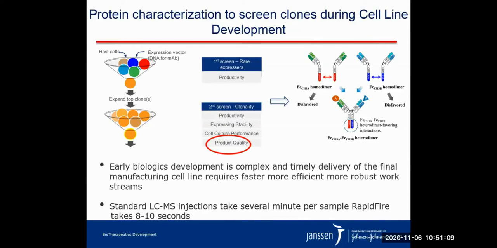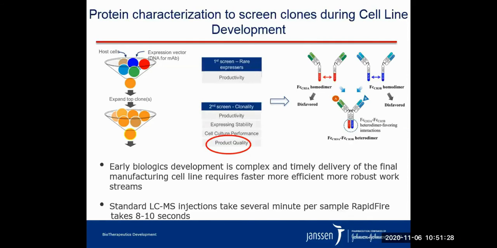Cell line development activities require rapid product quality analysis, specifically looking at chain pairings of multi-specifics. One needs to screen a large number of clones during cell line development stages to identify and rank order cell lines with the highest percentage of these heterodimers.